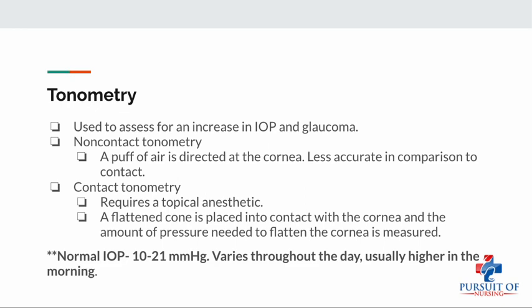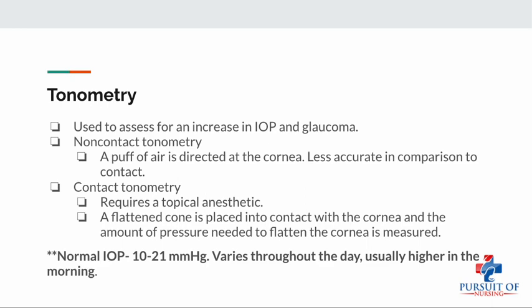All right, tonometry. Tonometry is used to assess intraocular pressure, and obviously it's used in the assessment of glaucoma because in glaucoma there's very close measurement of the intraocular pressure. There are 2 types. You have non-contact tonometry and then contact tonometry. Non-contact tonometry is where a puff of air is directed at the cornea. It is less accurate than contact tonometry. Contact tonometry does require topical anesthetic, but it's where a flattened cone is placed into contact with the cornea, and then the amount of pressure needed to flatten the cornea is measured.